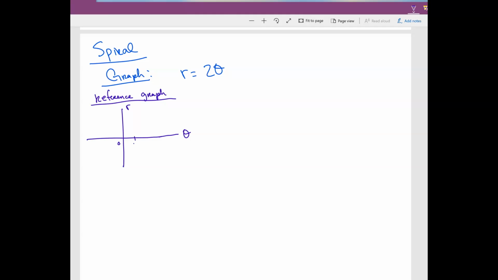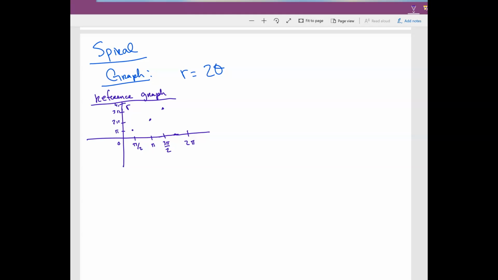I'm going to plug in 0, maybe pi over 2, a pi, 3 pi over 2, 2 pi. I'm just going to plot these random points, and then plug them into my r function. When I plug in pi over 2, I'm going to get pi. Then at pi, I'm going to get 2 pi. When I plug in 3 pi over 2, I'm going to get 3 pi. And when I plug in 2 pi, I'm going to get 4 pi.